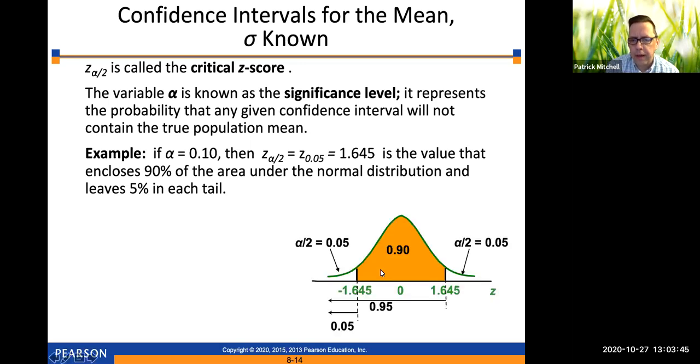Okay, so the picture explains it a lot better than this little blurb right here. So you see 0.05 in the upper tail and in the lower tail, which leaves 90% in the middle. The z-scores that cut off that middle 90% are plus and minus 1.645. Now, there are certain values of alpha that are most common. And so in a little bit, I'll show you a chart that lists different values of z sub alpha over 2 for different significance levels.